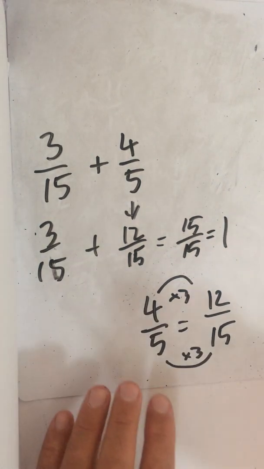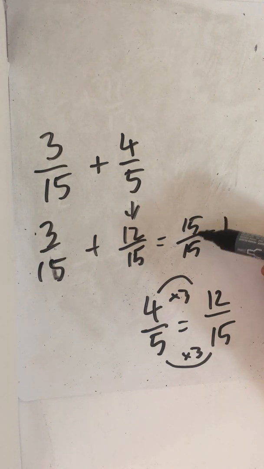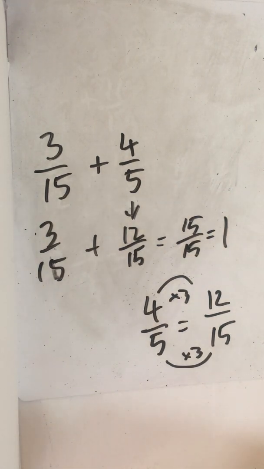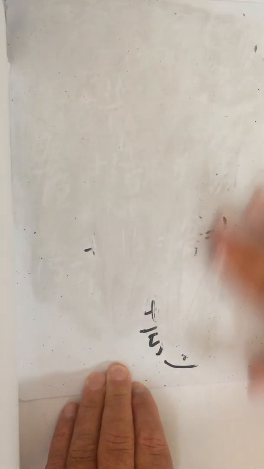How many 15s in 15? 1. So it's a whole one, isn't it? It's the whole thing, 15/15. If you split a pizza into 15 parts and you had every single part, you've eaten the whole pizza. Right. Have a go at some of these yourself, and then we will go on to some other slightly tricky ones.